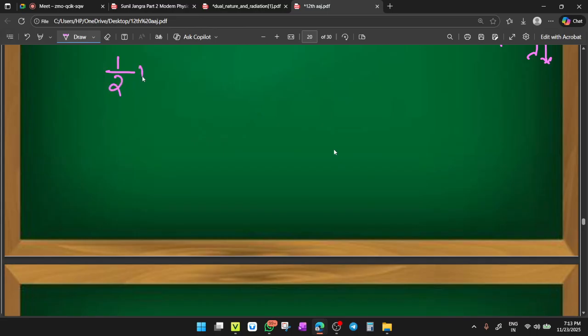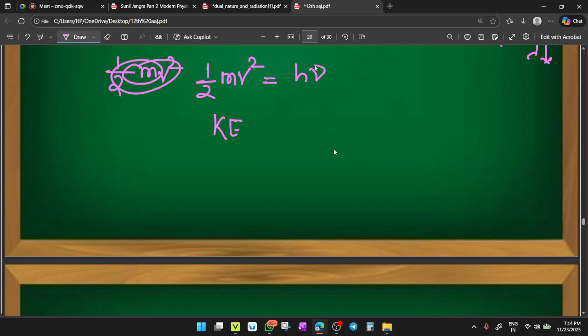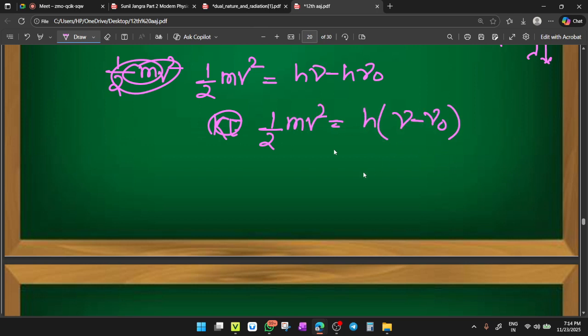By Einstein's photoelectric equation, half mv square, or kinetic energy, is equal to h nu minus h nu naught. Clear or not clear? So half mv square equals h times (nu minus nu naught). Clear?